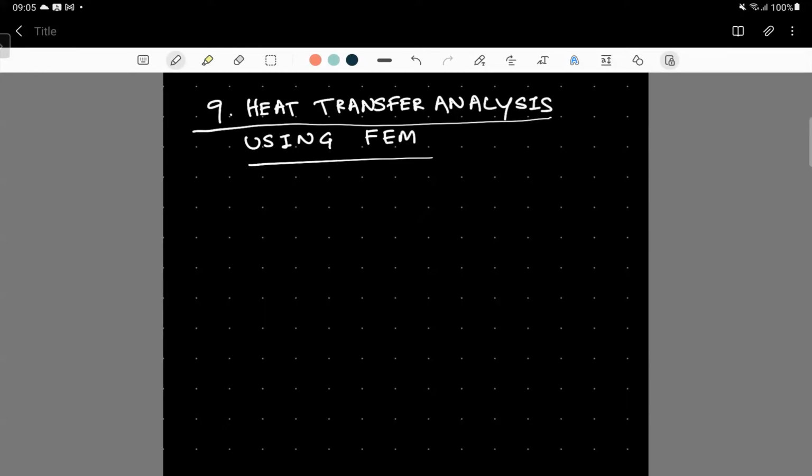For example, assume that a system is subjected to a heat flux, and of course there's a heat source embedded inside the element or the component. Then you would like to model the temperature distribution within the component using the finite element method.